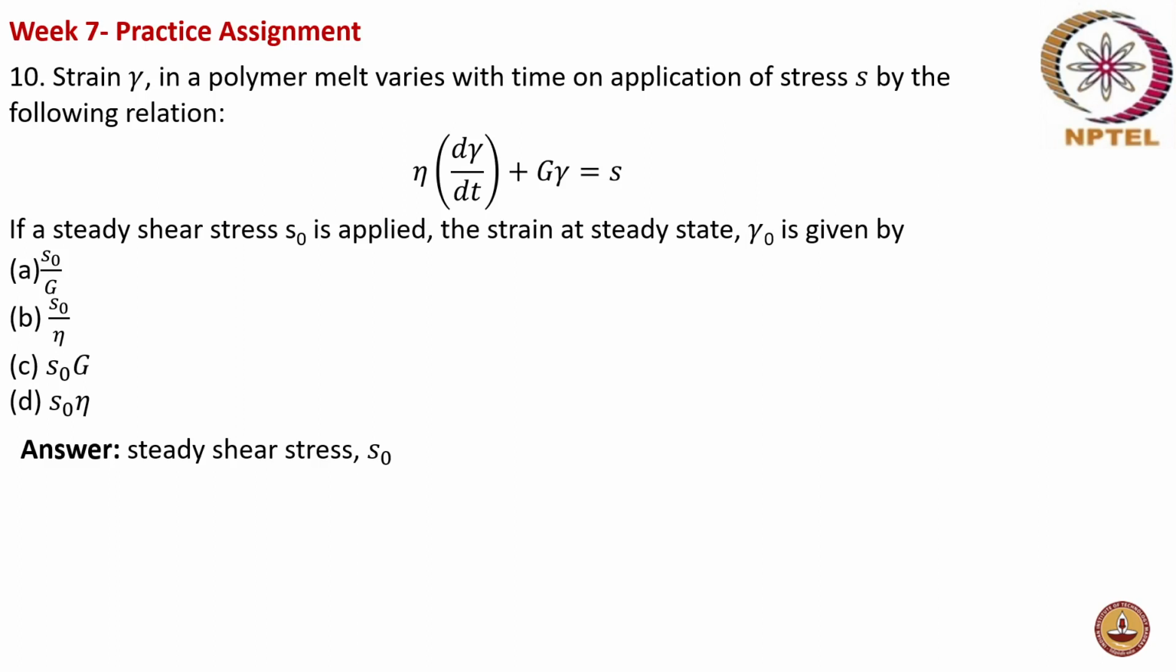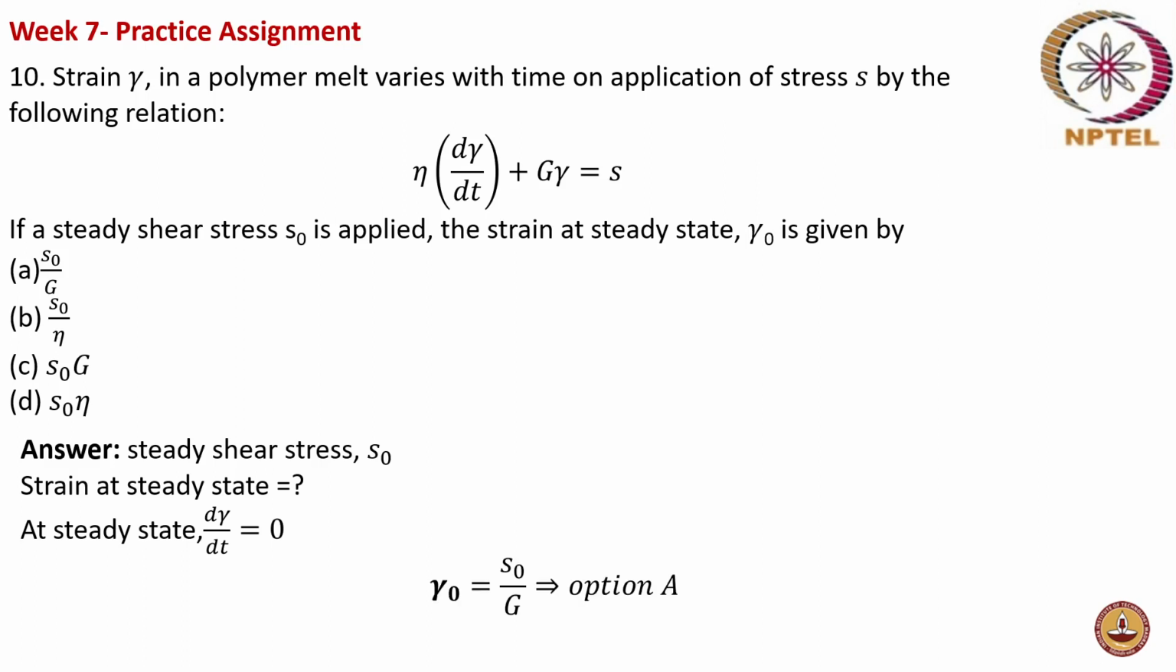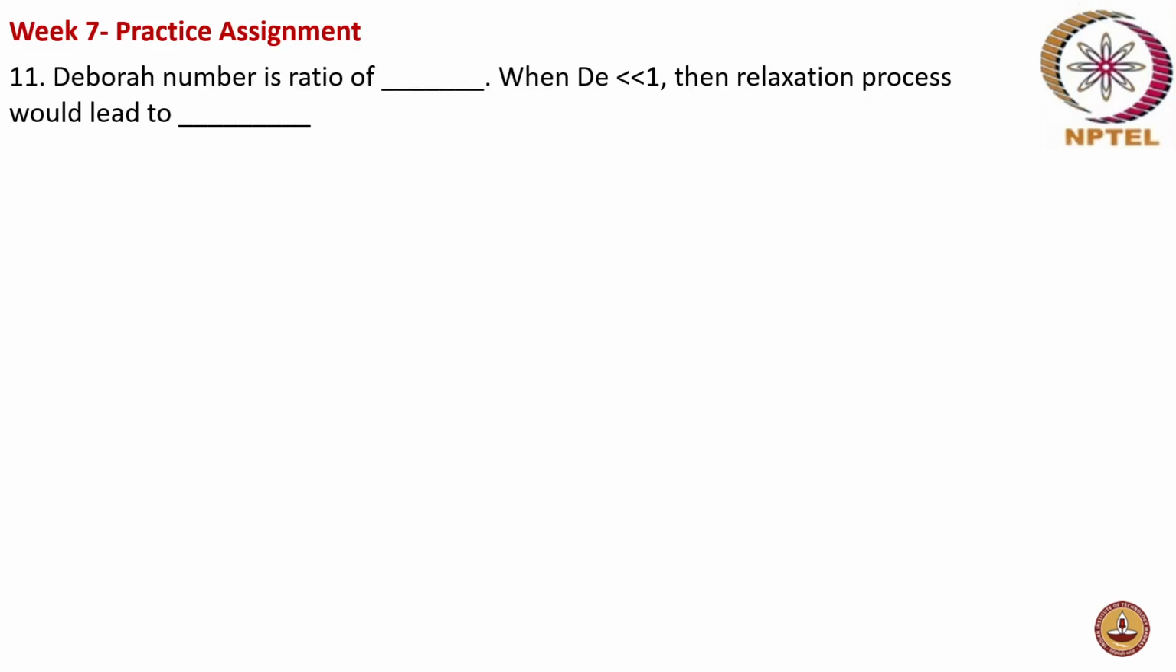Okay, so they have given steady shear stress is S0. They've asked strain at steady state. So at steady state, d gamma by dt is equal to 0. That is nothing but strain rate is 0. So gamma is equal to, as you said, S naught by G. When you substitute that d gamma by dt is equal to 0, then you end up with G into gamma naught is equal to S naught. Okay, so gamma naught is equal to S naught by G. So, as you said, option A is the right answer. Okay. Now, let's proceed to next.